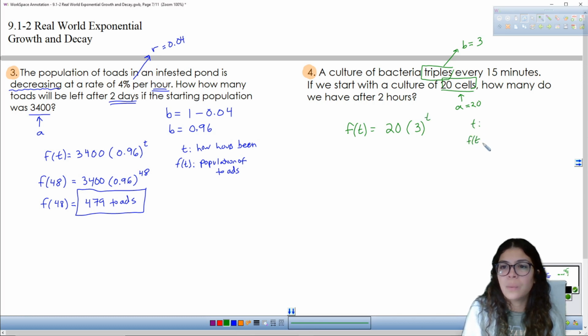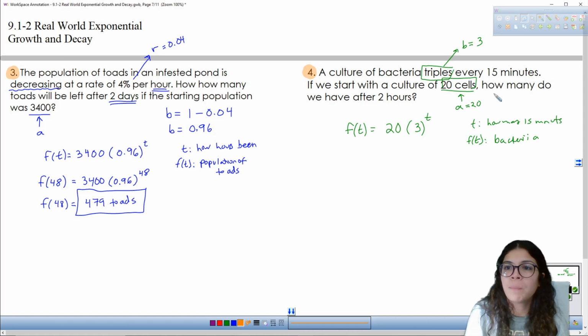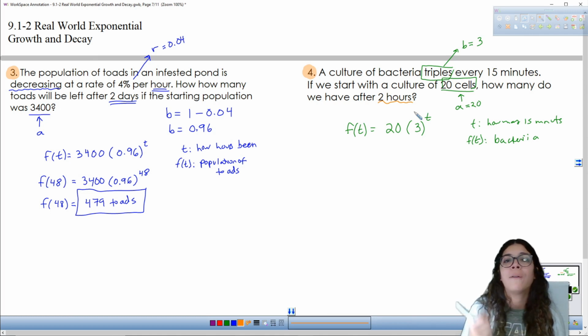And t and f of t, what are the inputs and outputs? Now, the rate is every 15 minutes, so the input will be the increments of 15 minutes. So how many 15 minutes have passed in whatever time they give us. And then f of t is the output, which is how many bacteria we have. So another bacteria question. In the question specifically, they ask us how many do we have after 2 hours. So how many 15-minute increments are there in 1 hour? Well, there's 60 minutes total, so that means that there are 4 15-minute increments in 1 hour. So there are a total of 8 15-minute increments in 2 hours. So t is 8. So f of 8 equals 20 times 3 to the power of 8.